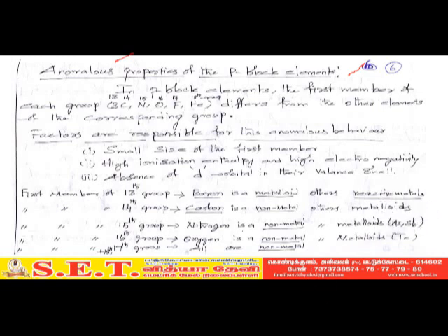In the 13th group, boron is a metalloid, and others are reactive metals. In the 14th group, carbon is a non-metal, others are metalloids. In the 15th group, nitrogen is a non-metal and others are metalloids. In the 16th group, oxygen is a non-metal and others are metalloids. And the 17th and the 18th are all non-metals. So the anomalous properties are proved by this concept. So again I am telling you, anomalous property means the first member of each group differs from other elements of the corresponding group.